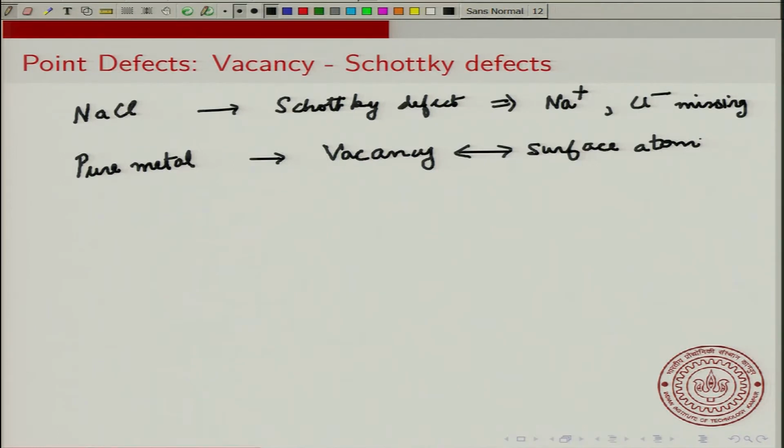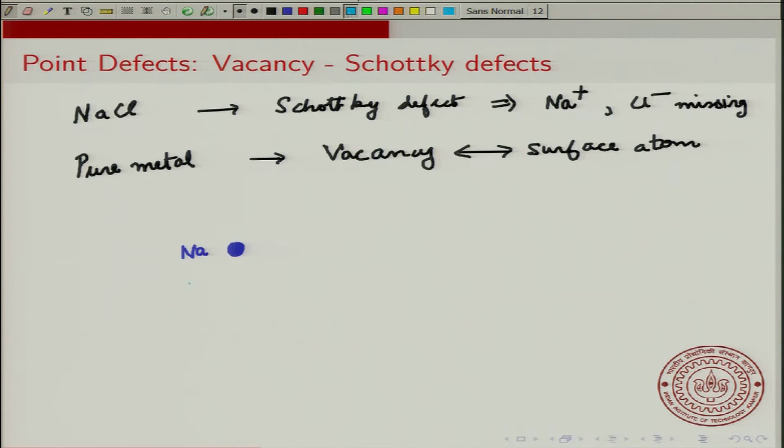Okay, so that would be an example of a Schottky defect. In sodium chloride, you can imagine that somewhere one sodium is missing and one chloride is missing somewhere else, and together they form a Schottky defect.